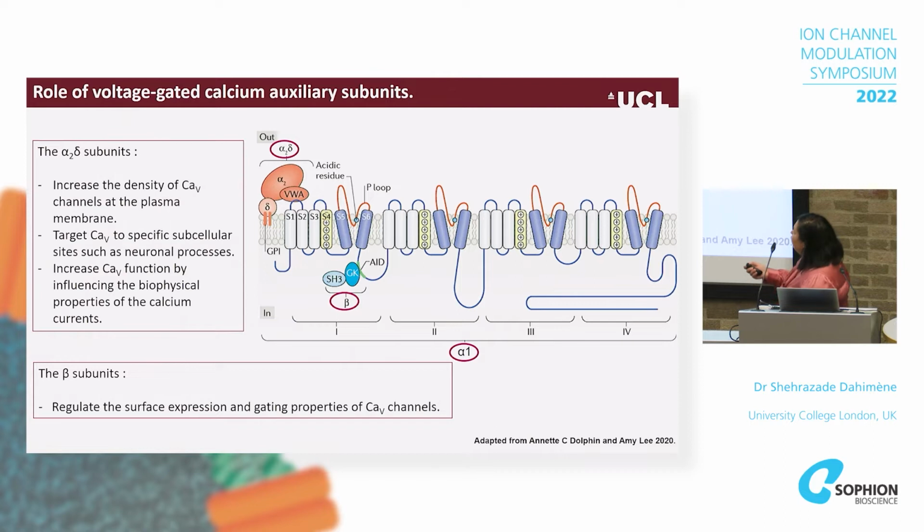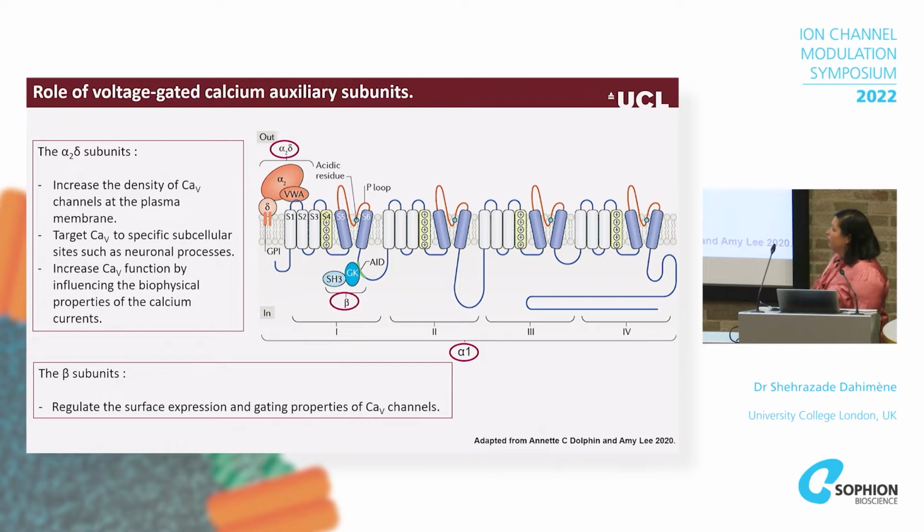And the alpha-2 delta proteins shown in here, there are 4 alpha-2 delta. They are GPI anchor proteins. They have a very large extracellular domain which interacts directly with the loop between S1, S2 of the main subunits. Alpha-2 delta-1 is important. It increases the density of CaV channels at the plasma membrane. It also targets the channels to specific subcellular sites, such as neuronal processes, and it also increases the function.